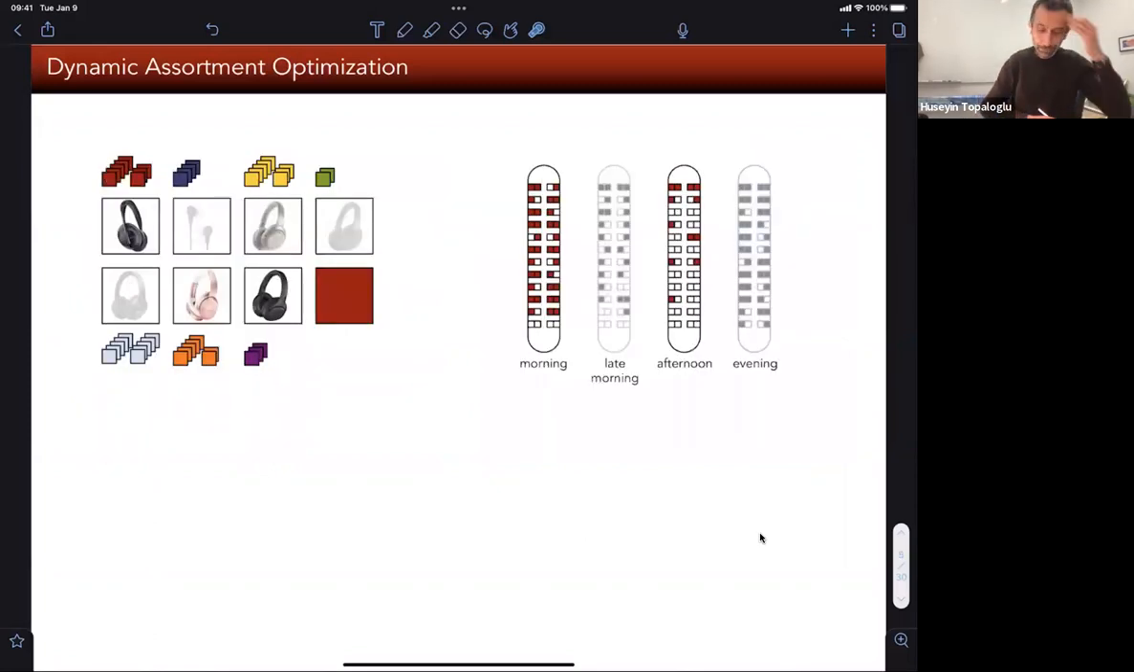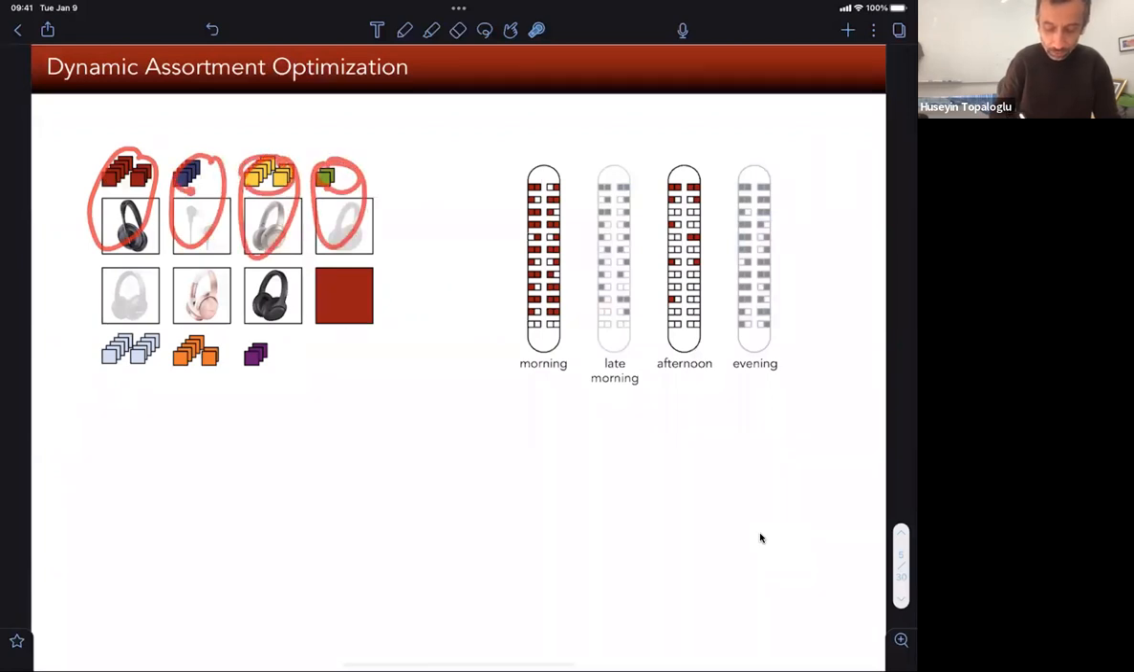Let's say that we go on to Amazon and say we would like to purchase noise canceling headphones. Amazon has a whole bunch of noise canceling headphones that it can offer to us. And each one of these models of noise canceling headphones has a certain amount of inventory available in the warehouse. Right?